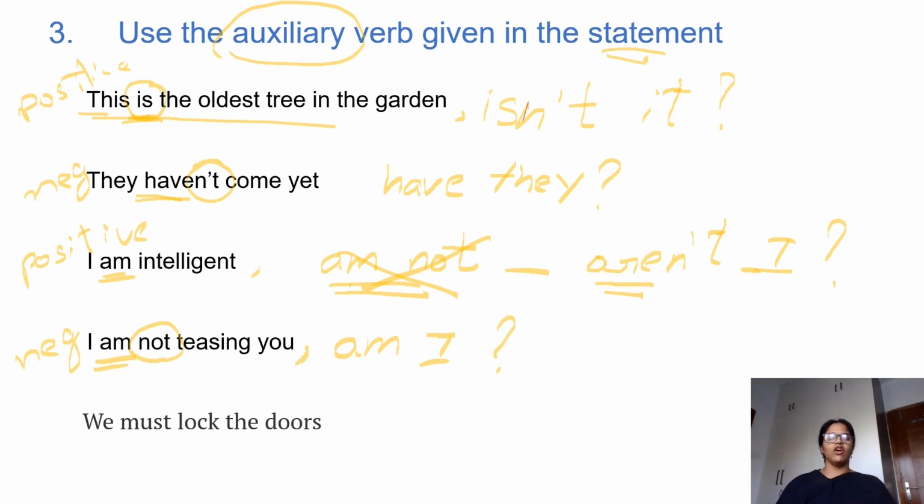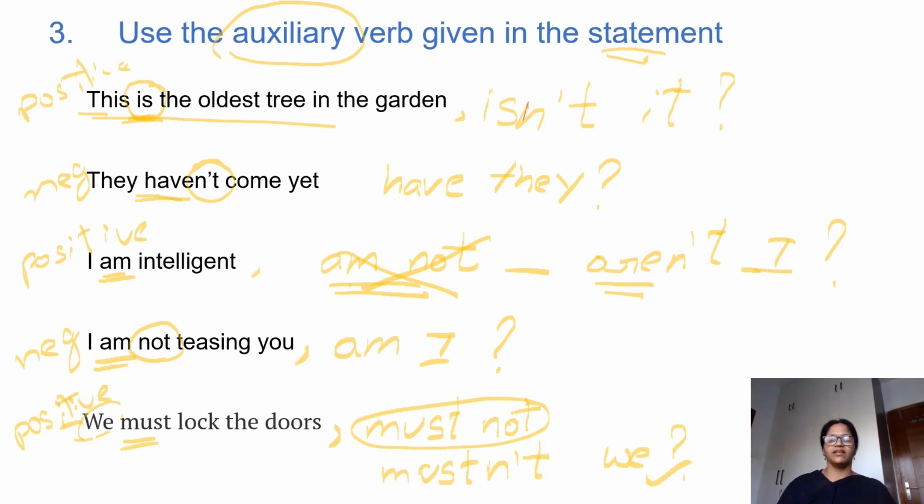We must lock the doors. What is the helping verb here? Must. So use the auxiliary verb must, and the statement is positive. We don't have "not" or any negative words in this statement, so it makes the statement positive, and a positive statement needs a negative tag. Must not, contraction is mustn't. "Mustn't we" is the answer.